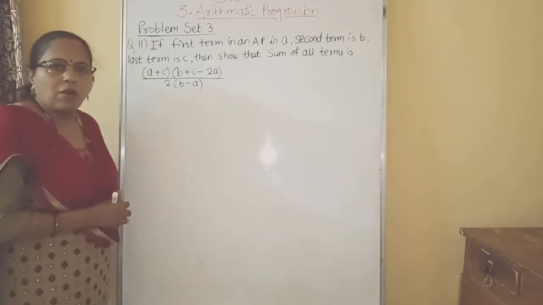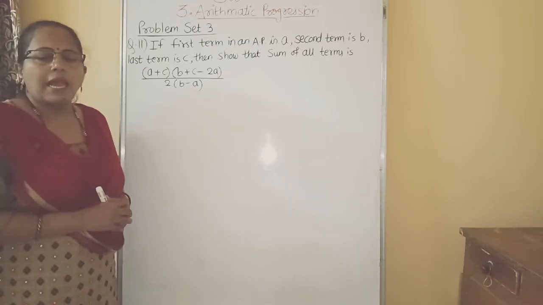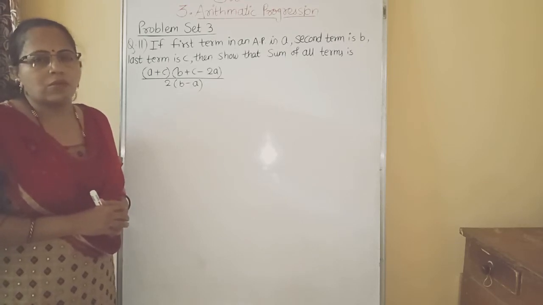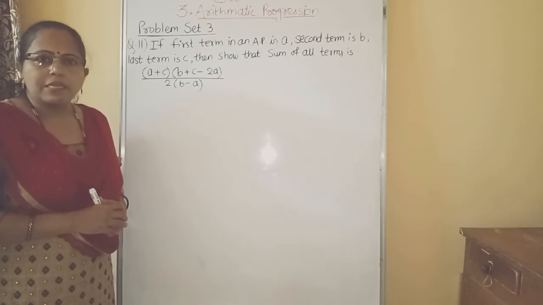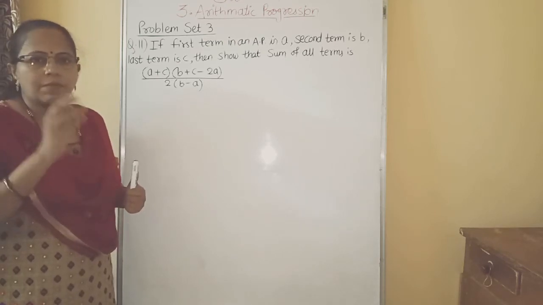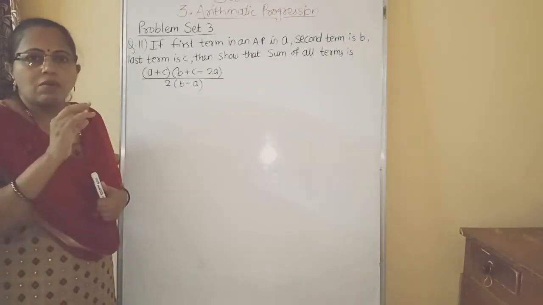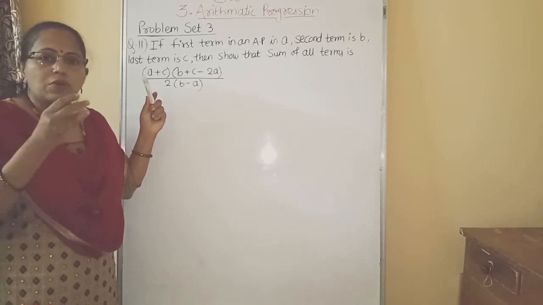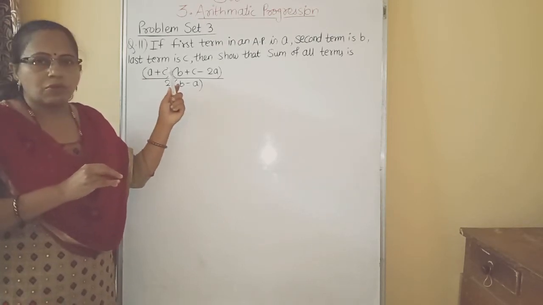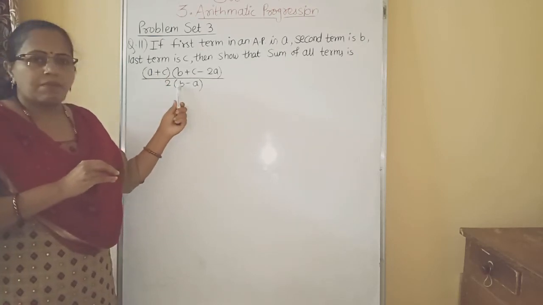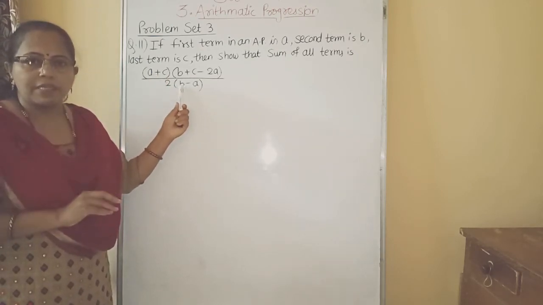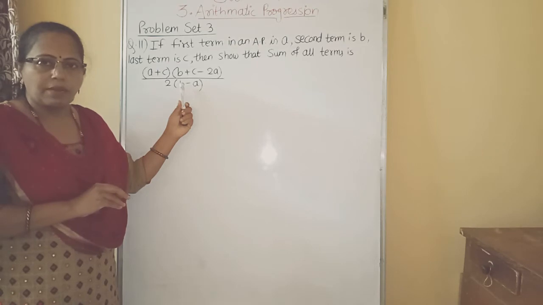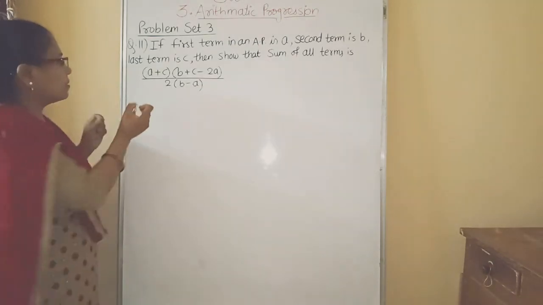As we know the formula of Sn, Sn is equal to n upon 2 into (2a plus (n minus 1) into d). That means in this formula we should know the first term A. The first term is given, A. We should know n, but in this question n is not given. Then we should know d, the common difference, which is also not given. So to show this, first we have to find the common difference, then find n, and then we will go for the Sn formula.